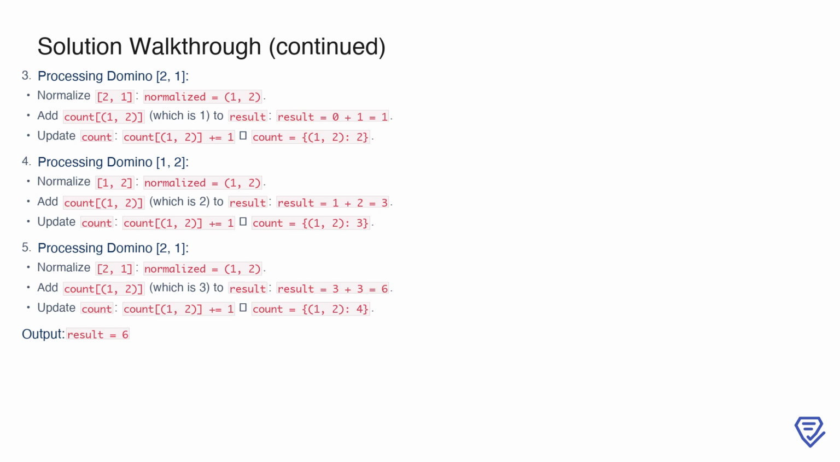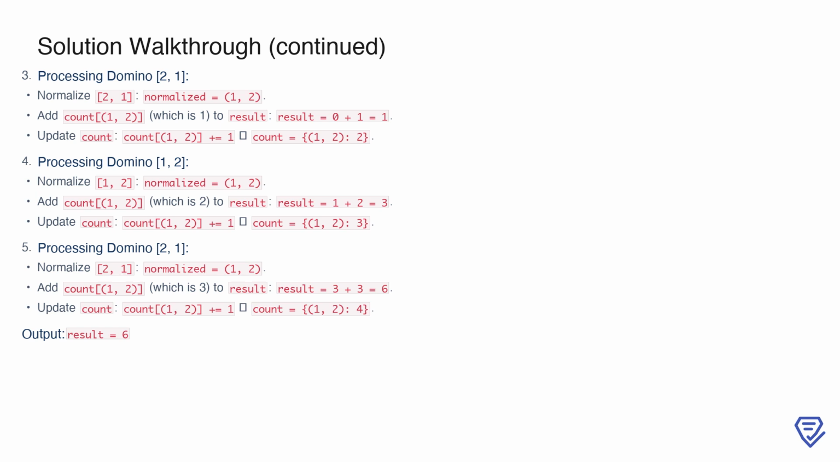For the third domino, [1, 2], normalizing it still results in (1, 2). The current count for this pair is 2, so we add 2 to the result, updating it to 3. We then increase the count for (1, 2) to 3. Finally, processing [2, 1], normalizing it again gives (1, 2). The count now is 3, so we add 3 to the result, bringing the total result to 6.